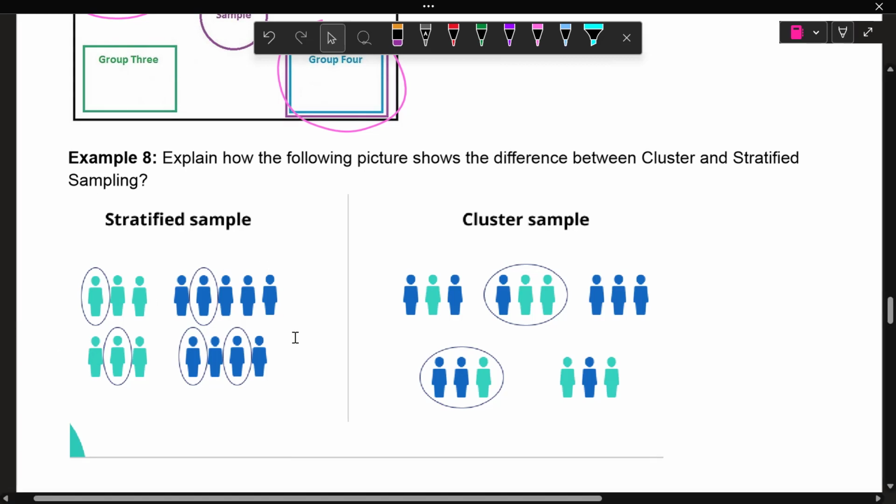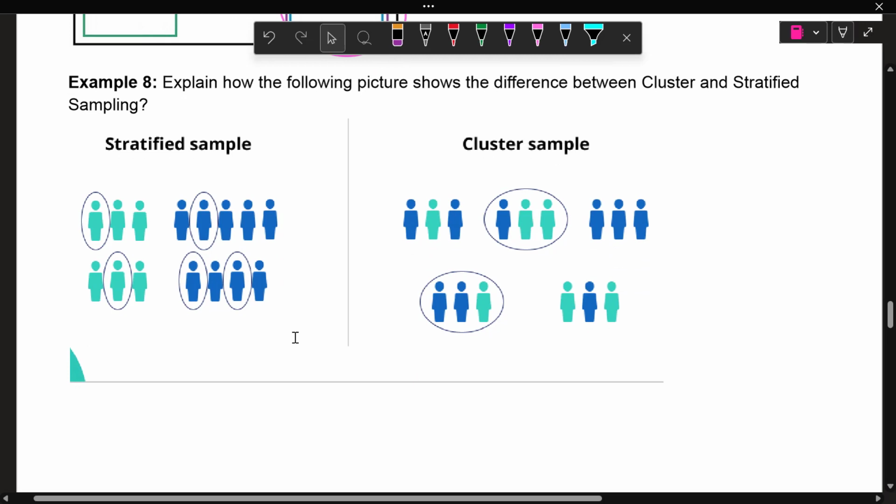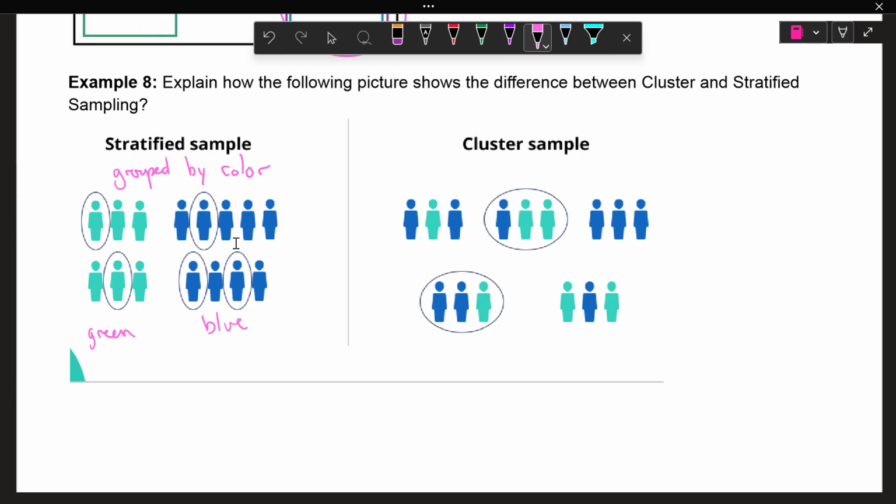So in the first sample, we can tell, well, maybe we can't tell too much here, but we group these, the people who are the same color, so we grouped them based on common characteristics. We grouped by color. So we got the green group, we got the blue group, and then we took some from each group. We took 2 here and 3 from the dark blue group.